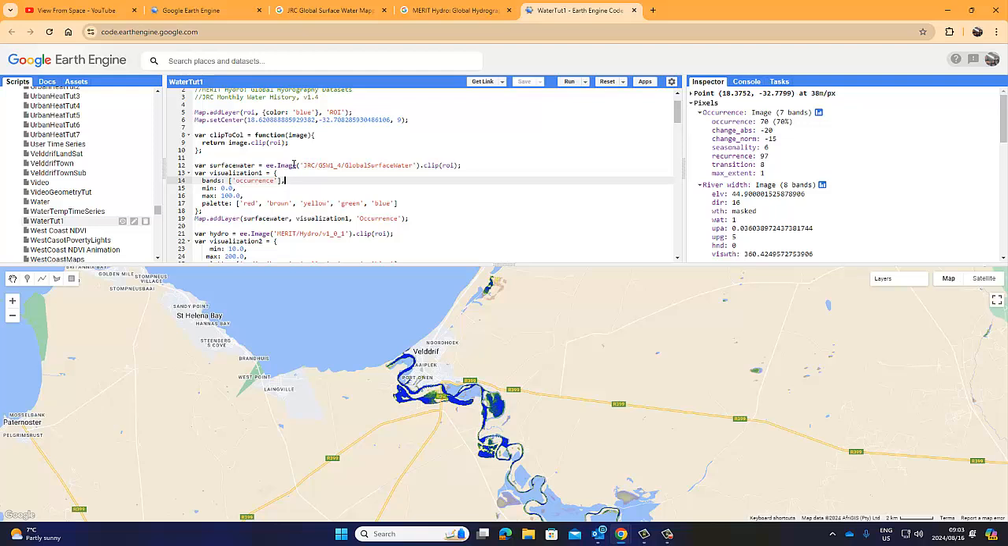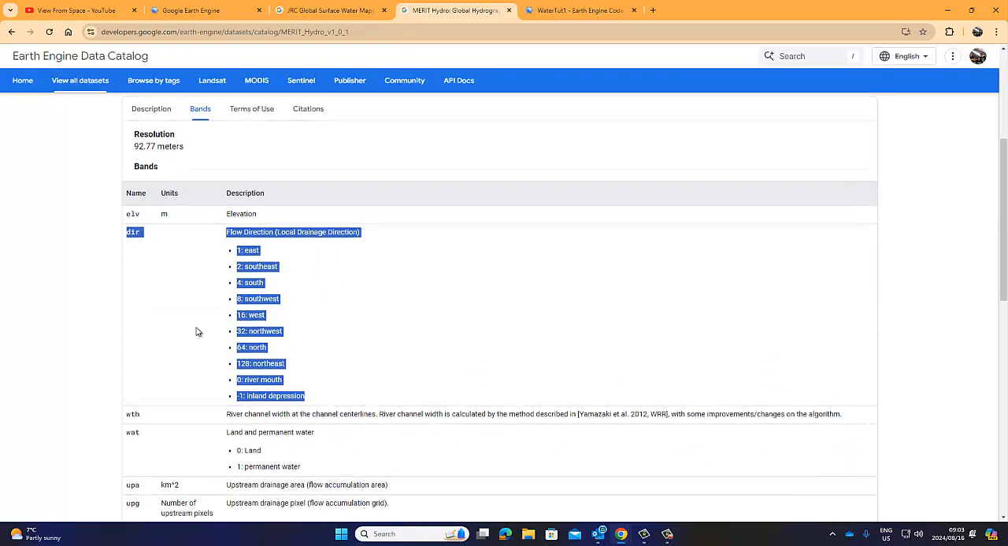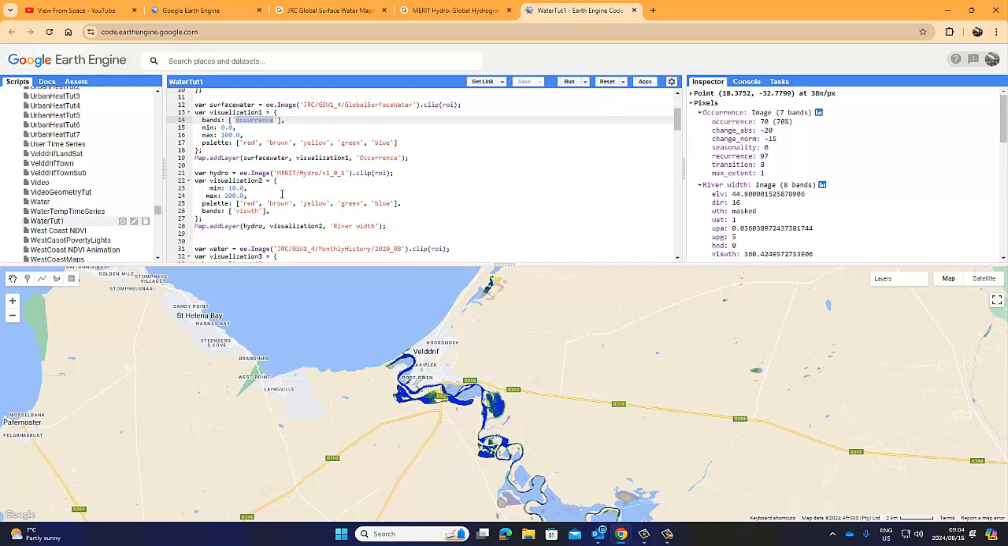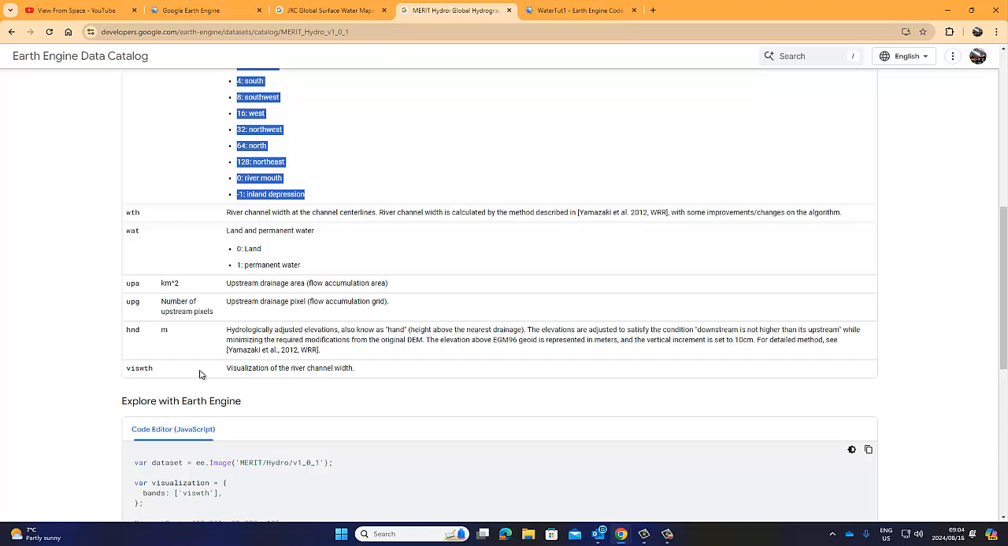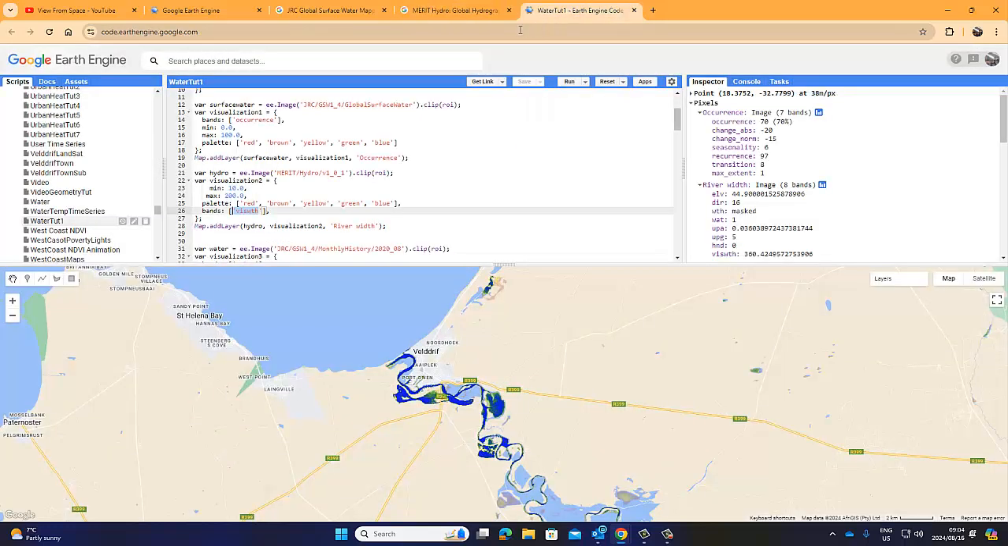Okay, so again, it's an image. It's not an image collection, so we don't have to reduce it. That's the code. We clip it. The band that we select is, sorry, it's this width. So let's have a look and see how that looks, with visualization of the river channel width. This specifically focuses on flowing water. So it will give you the width of your river. Okay, so let's see how that looks.